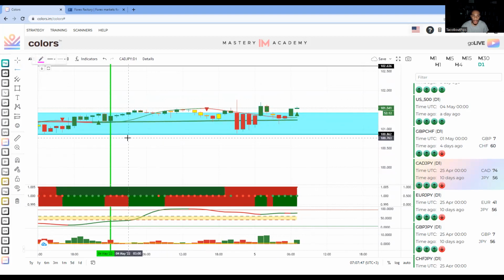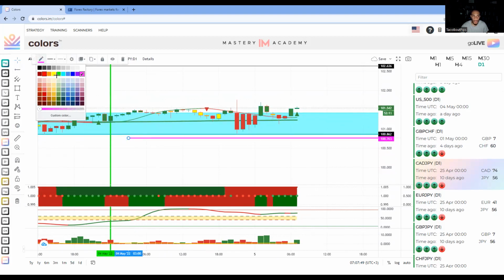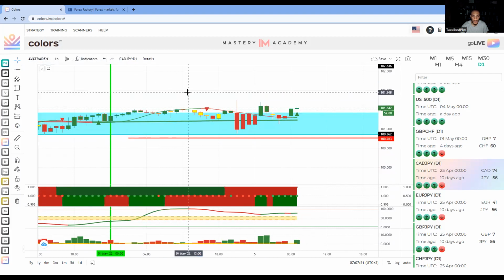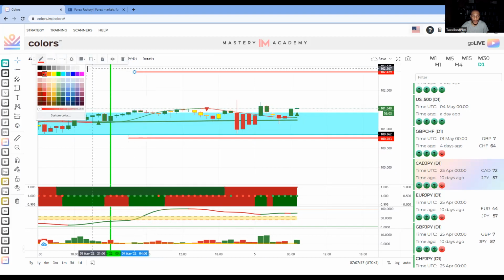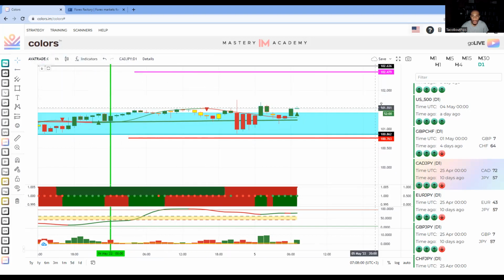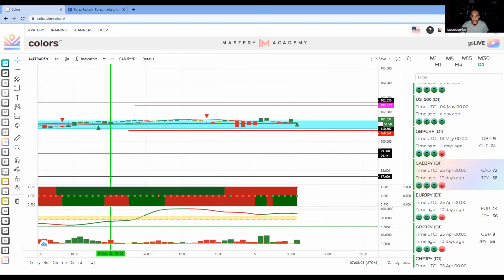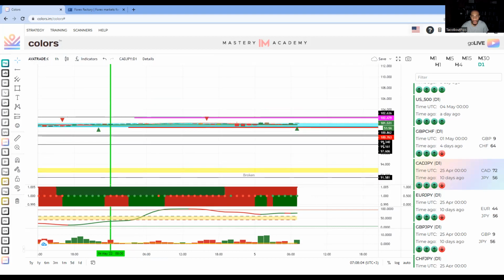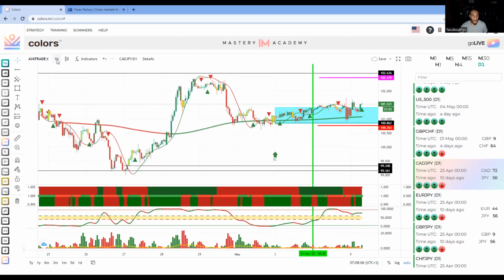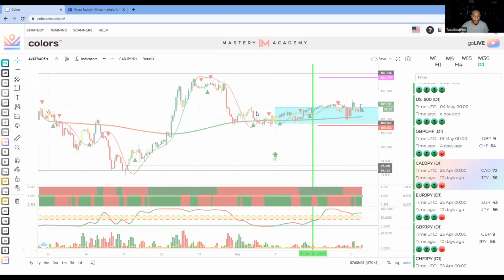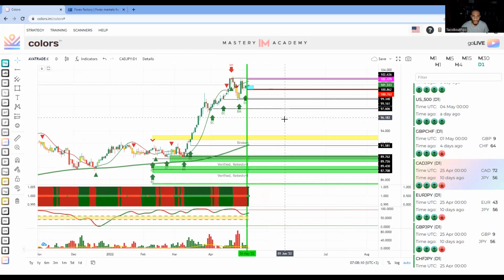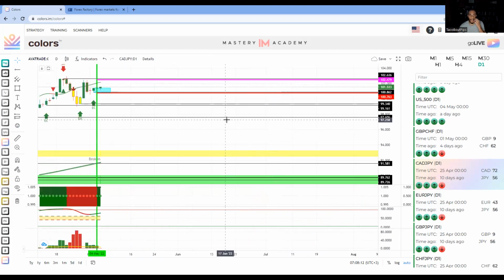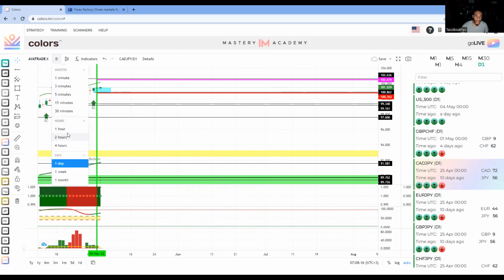Our stop loss will be below here, right? Our first take profit would be about right here to account for the spread, right? All right, so we just need to wait. This is where patience comes in. So we want to wait and see.